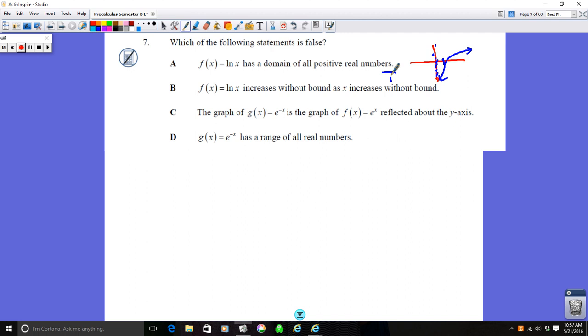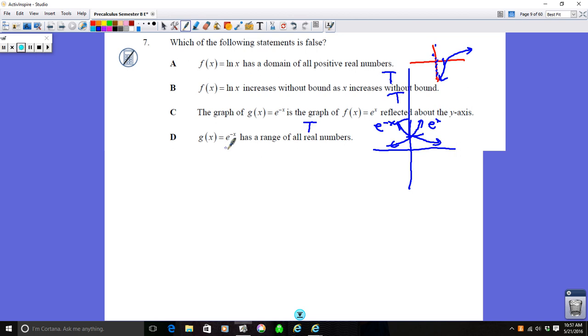Second one, ln of x increases without bound, which means it increases always. So as you go from left to right, this is always going up. So this is also true. E to the x and e to the negative x. Well, we need to know what those look like. Kind of in our mind, we need to know what that is. So e to the x is exponential growth. This is e to the x. And e to the negative x would be the decay of that, e to the negative x. So graph of e to the negative x is graph of e to the x reflected over the y-axis. That's also true.